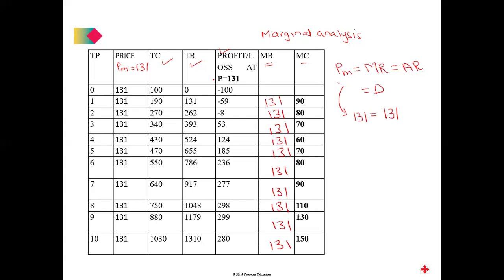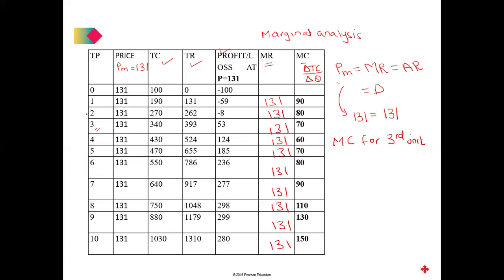Now we have the marginal revenue data, and now we are going to find the marginal cost. We already know that the definition of marginal cost is the change in total cost when you produce one more unit of a product, or the change in total cost when there is a change in total product or quantity. So for example, if I want to find the marginal cost for the third unit, this is how I will go about it.